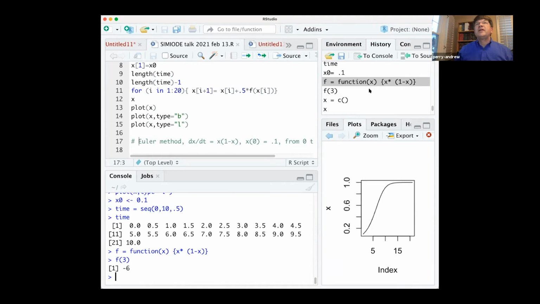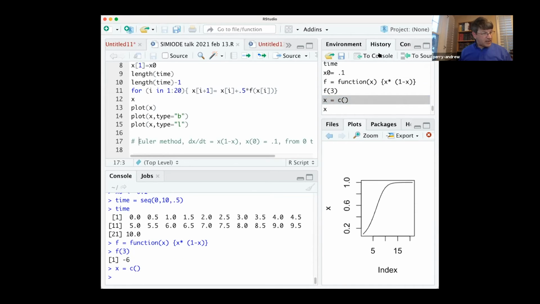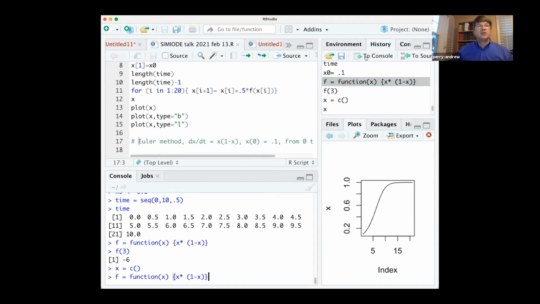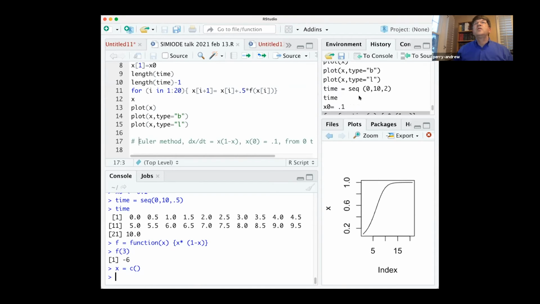Now we can initialize a vector x with our solution. And then we already defined the function f. We can now set up a for loop.